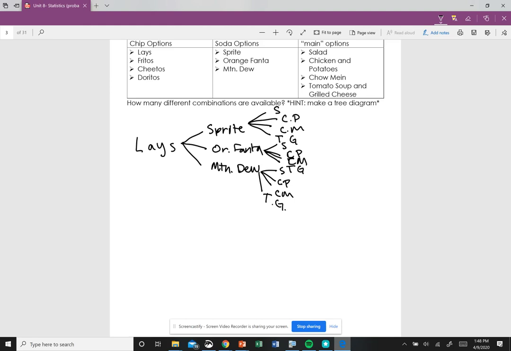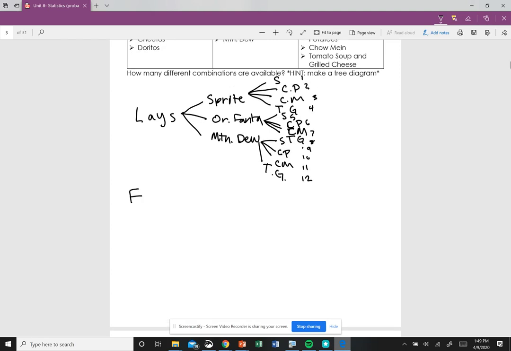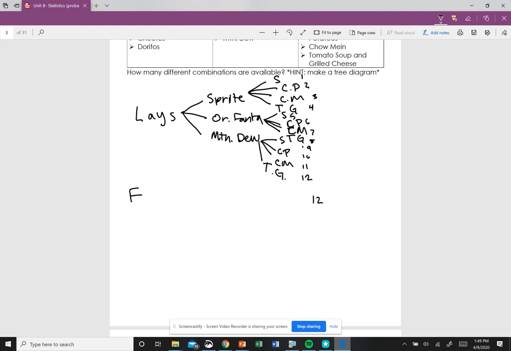So just for Lay's, there ends up being 1, 2, 3, 4, 5, 6, 7, 8, 9, 10, 11, nope, 12. I have to check myself. 9, 10, 11, 12. 12 different options just from Lay's. Okay, so then we would have the same thing for Fritos, which if you think about this logically, you would end up with another 12 options for Fritos.